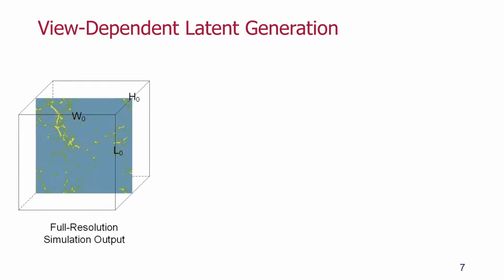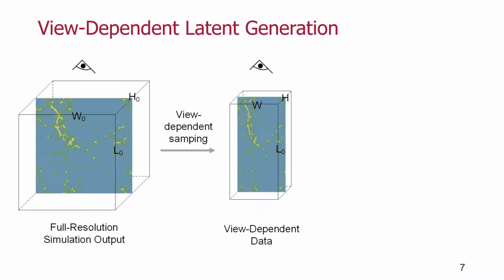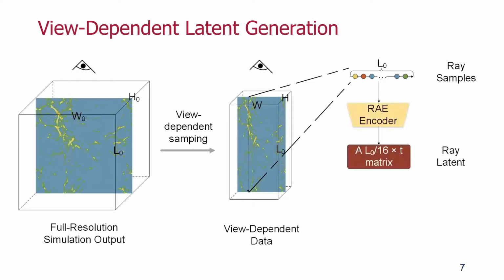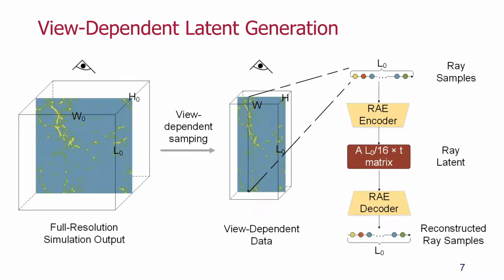Now let's start looking at the pipeline. For a full resolution simulation output, given a view direction, we sample it via interpolation to obtain view-dependent data. Next, with the view-dependent data, along the view direction, we cast the rays parallel to the view axis and collect the ray samples. Then, the ray samples are encoded by the RAE encoder to ray latent representations, and decoded by the RAE decoder to reconstructed ray samples. For the details of the RAE structure, please refer to our paper.